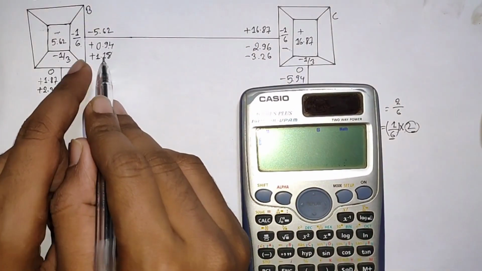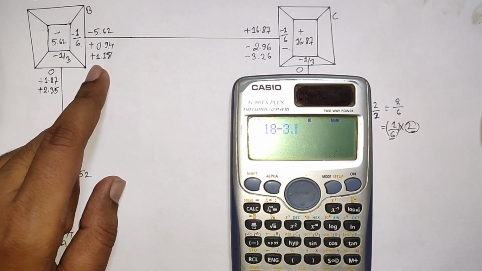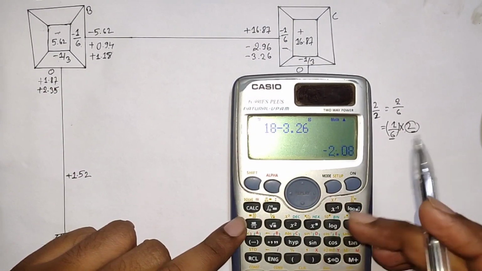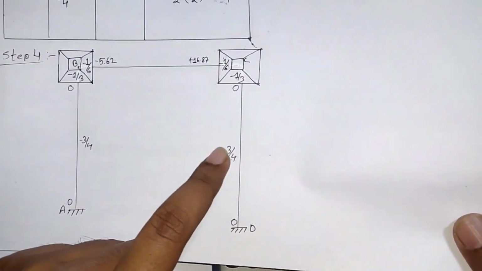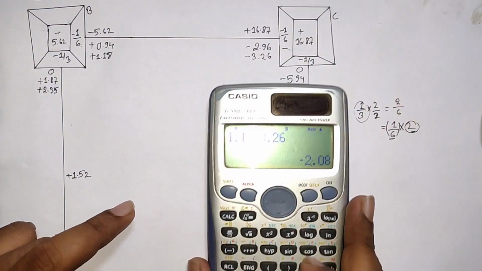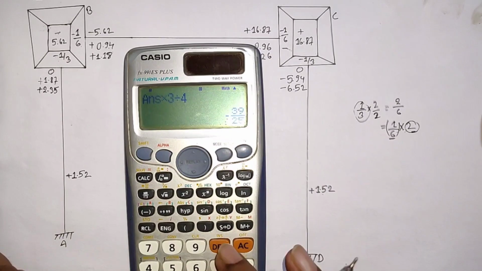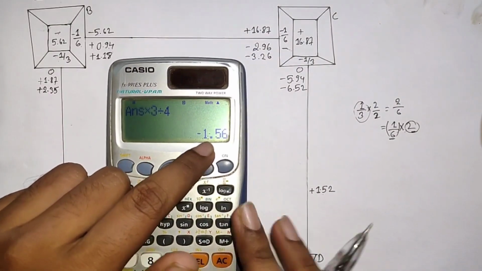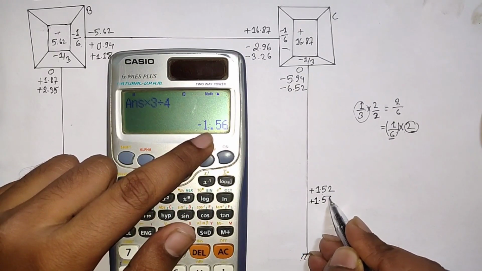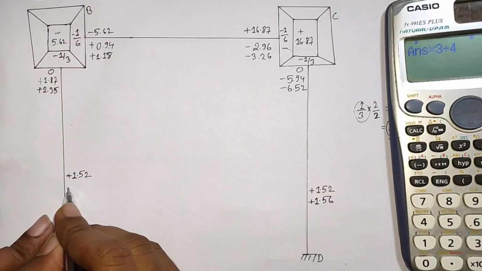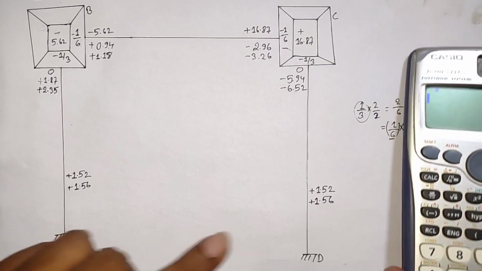So now we need to add these two values. Add 1.18 minus 3.26. We get negative 2.08. Now multiply this value with the factor, which is minus 3 by 4, to get the displacement value. Multiplying this by 3 by 4, it is 1.56, and the factor had a negative sign also, so it will be positive 1.56. Again here the factor is same, so 1.56. Now this was our second cycle.